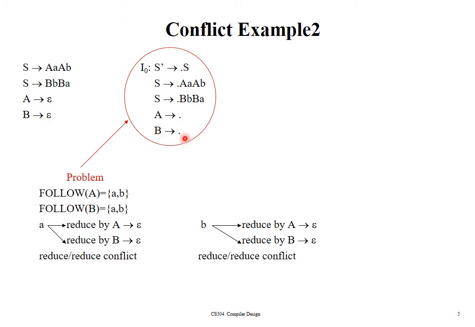But when we observe follow of A and follow of B, we can see that both of them contain the same terminals a and b. So it is sure that if we write R3 and R4 corresponding to state 0 under a and b, it will give a clash. So we can say that it is an example of reduce conflict. So this grammar is also not an SLR grammar. In such cases, if we have a conflict, we should opt for the canonical LR parser.